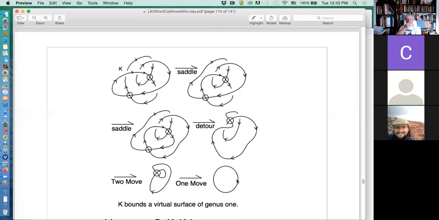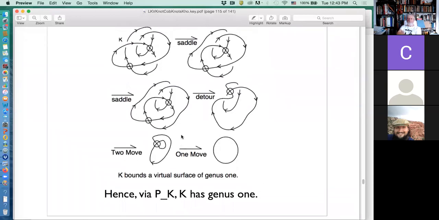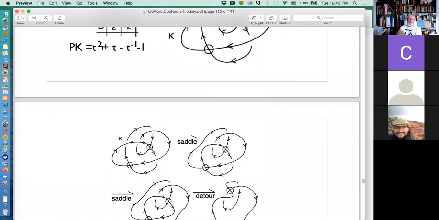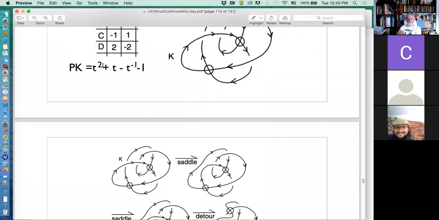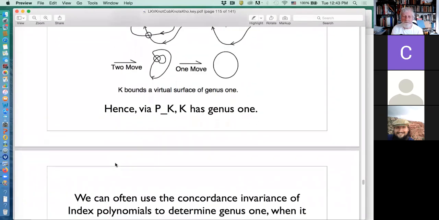So it bounds the surface of genus one. So on switching that crossing, this guy bounded a surface of genus one. And we know that it's non-trivial, and so because we know that it's not slice, in this case I can conclude the genus of this knot, even though it's not positive. So in some cases, I can find a little more about the genus of a knot by using the index polynomial.